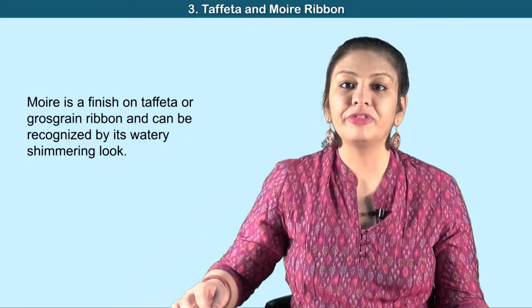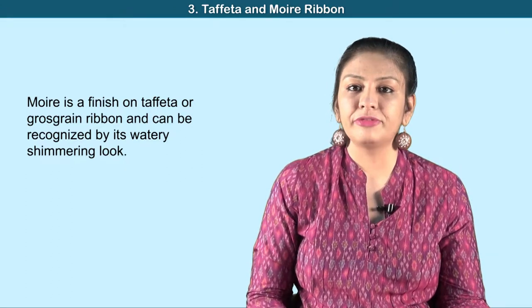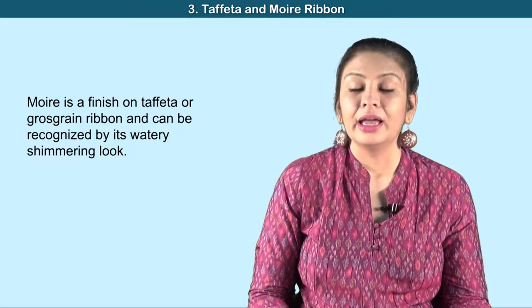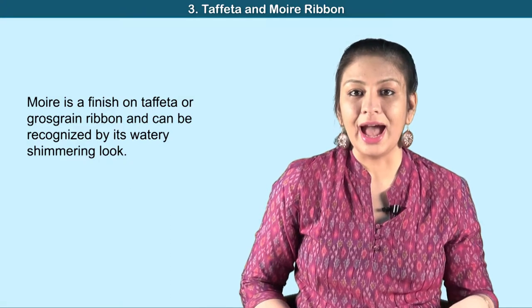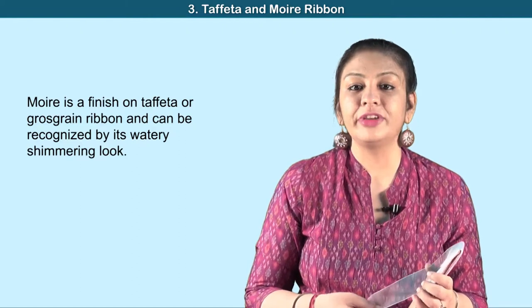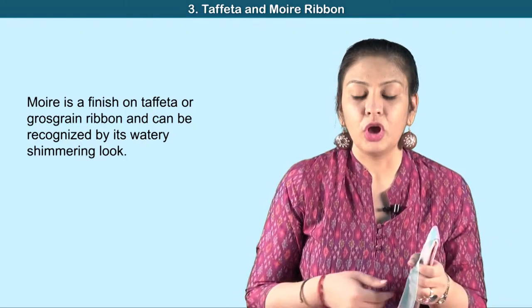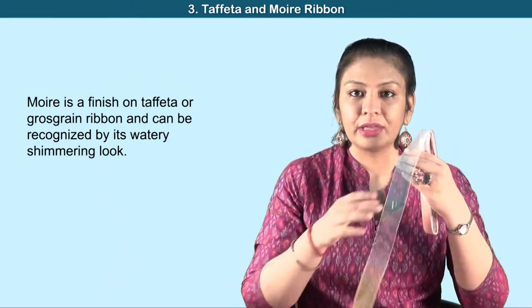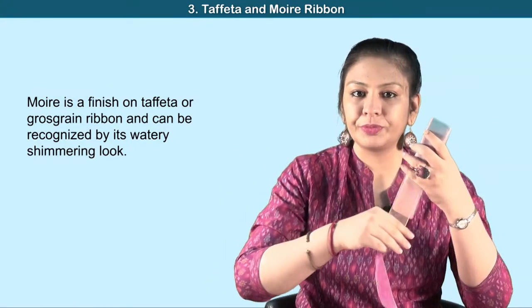Next category of ribbon that we are going to talk about is taffeta and mohair. Taffeta, as many of you know, is a type of silk. It can be today made on pure silk as well as on acetate. Mohair is a finish on either taffeta, organza, or gross grain ribbon. The ribbon that you see here is a beautiful shaded ribbon that has a mohair finish.